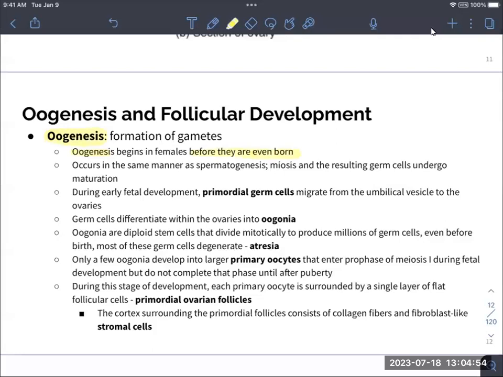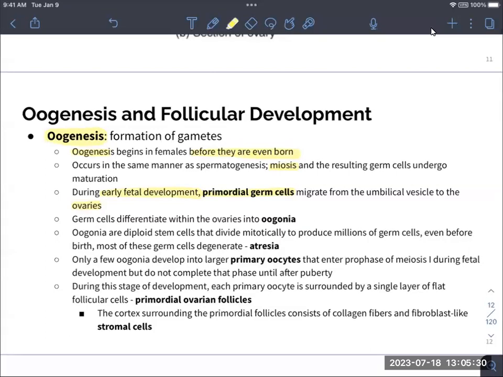So these cells are going to go through meiosis. And during meiosis, we're splitting off that DNA, those chromosomes, so each new cell will get one copy of the chromosomes. During that fetal development, those primordial germ cells, they're going to start to migrate up to those ovaries specifically.